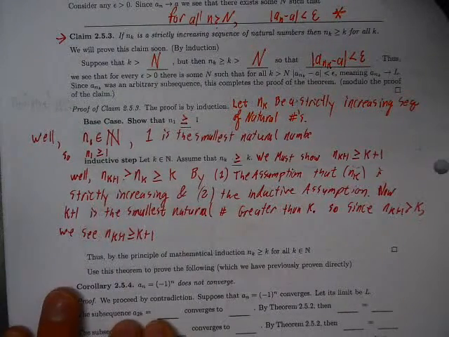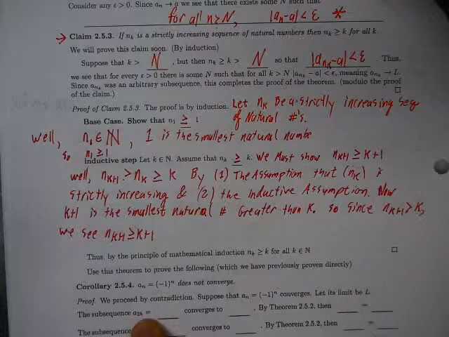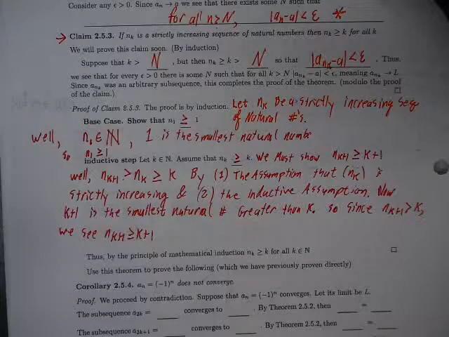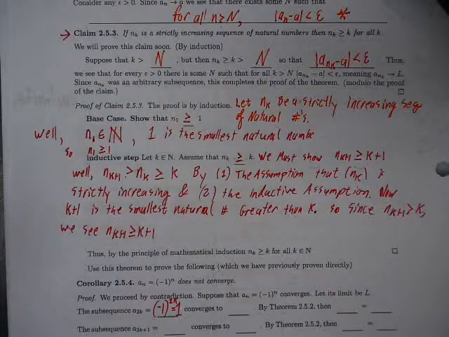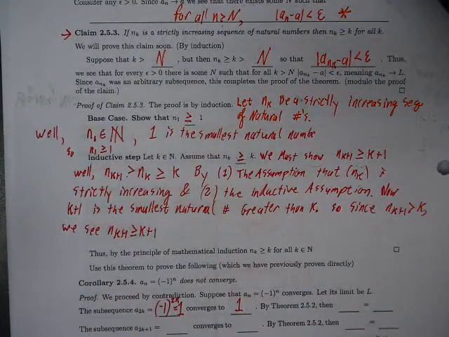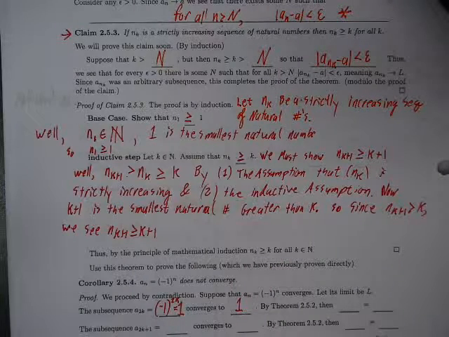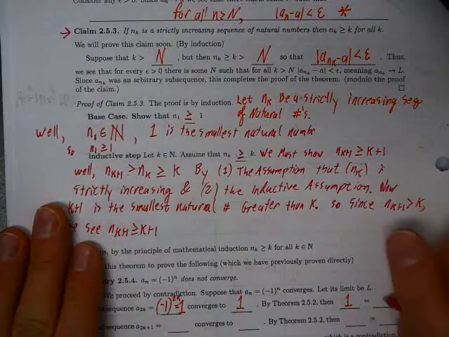But let's use what we know. a sub 2k, what is a sub 2k if a sub n is negative 1 to the n? Well, it'll be negative 1 to the power 2k, which is just 1. What's the limit of that sequence? 1. But by theorem 2.5.2, the theorem we just proved, what must the limit of a sub 2k be equal to? Assuming that a sub n converges to L, and limits are well defined, it must be that 1 is equal to L.